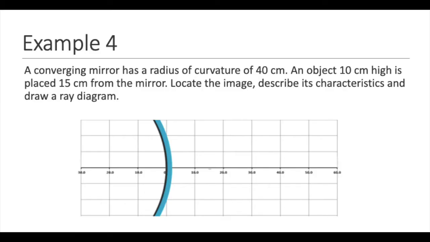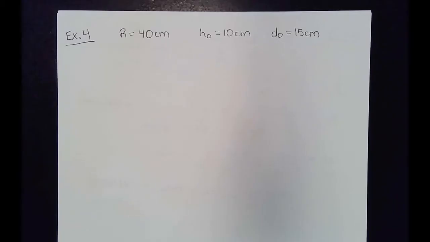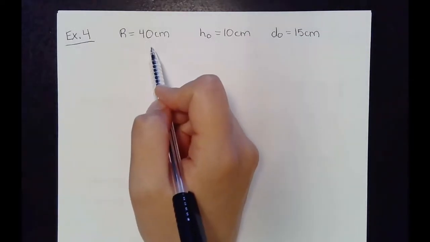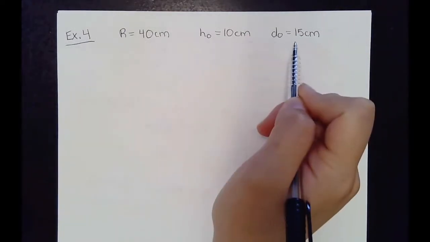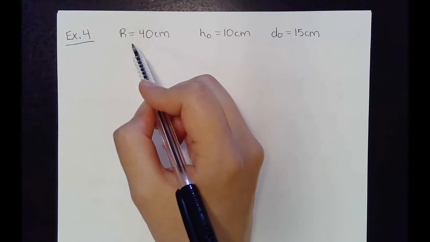Example 2, a converging mirror has a radius of curvature of 40 centimeters. An object 10 centimeters high is placed 15 centimeters from the mirror. Locate the image, describe its characteristics, and draw a ray diagram. Okay, so let's calculate first, and then we'll do the diagram. We're given R, ho, and do. So just make sure you do check the sign.